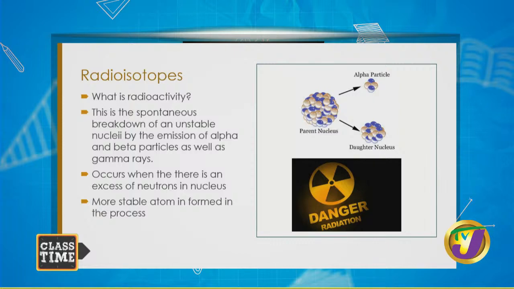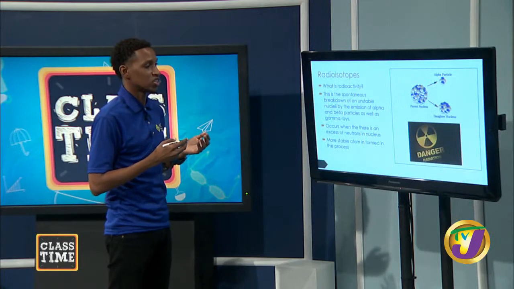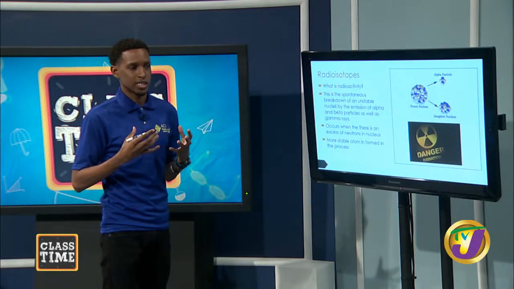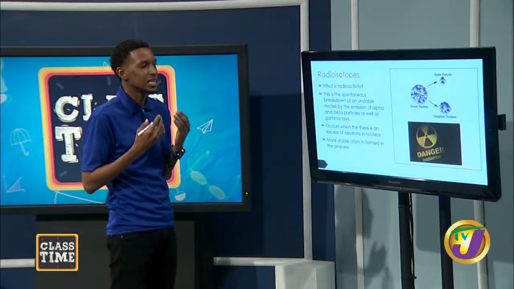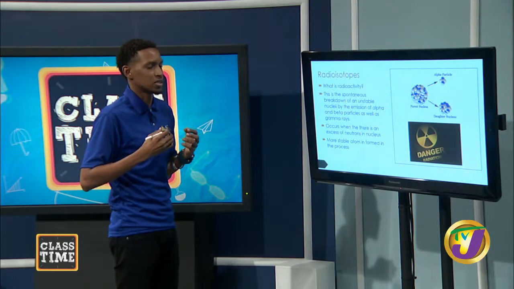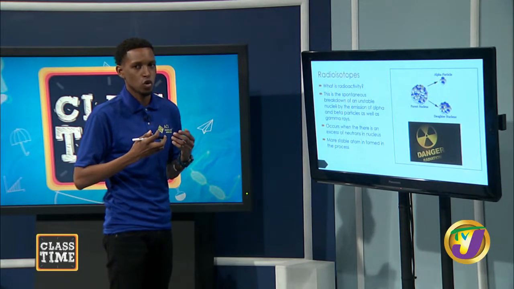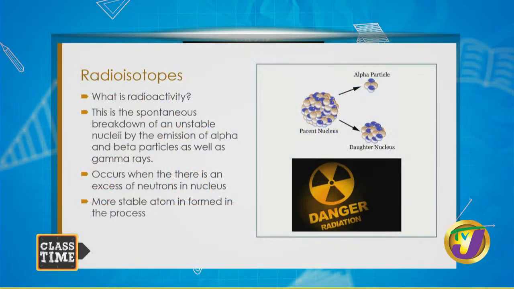Now, if we look at this diagram, we would see the parent nucleus, which would be the radioactive isotope, with extra neutrons in there. So the nucleus is very compact, a high energy system, and it needs to relieve some of this energy. So what happens is that it gives off radiation in the form of alpha particles, which I mentioned earlier. Now, when it gives off this alpha particle in the form of radiation, it then becomes smaller and generates a daughter nucleus.